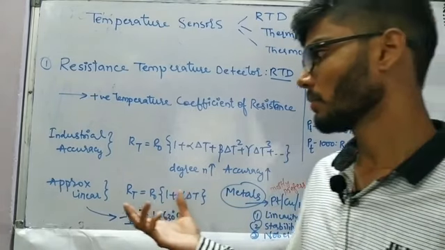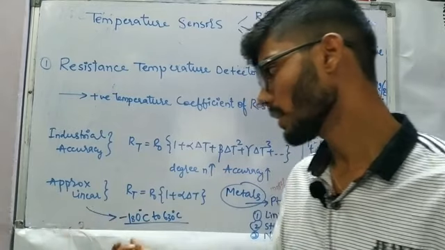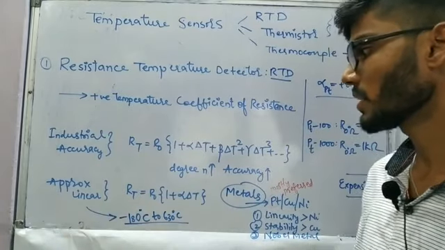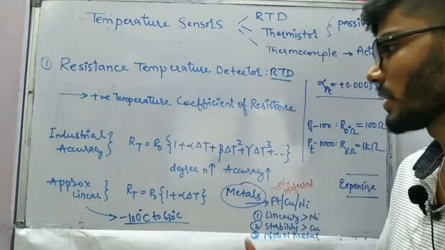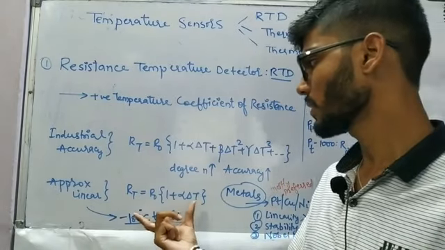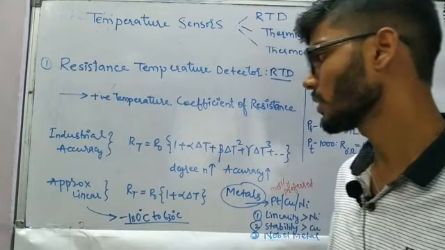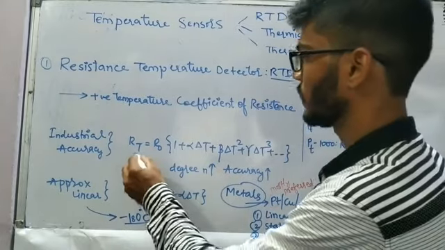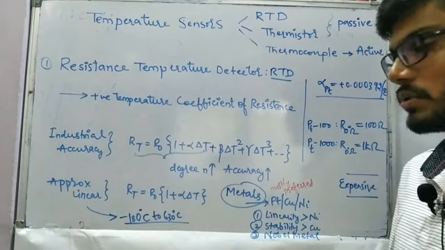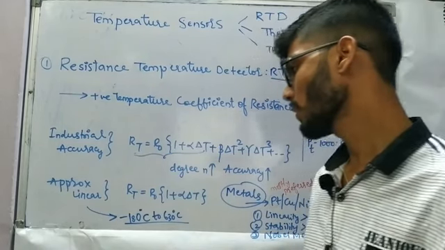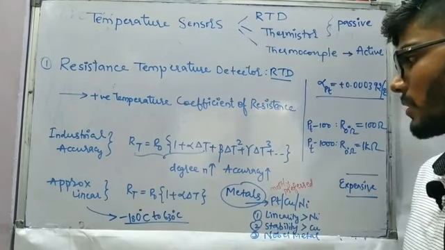But we are using an approximate linear equation in the range minus 180 degree centigrade to 630 degree centigrade, and the linear approximate expression which we are making use of takes only the beginning terms of it. RT is equal to R naught (1 plus alpha delta T). So only up to degree 1 we are going to take the temperature difference in the expression.